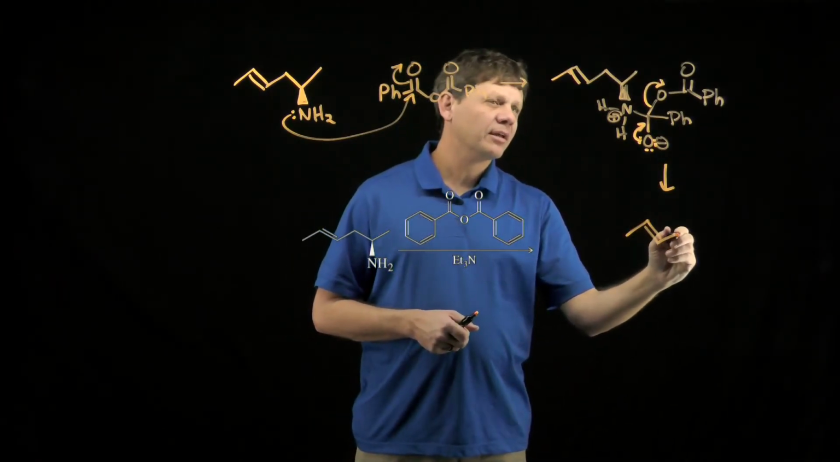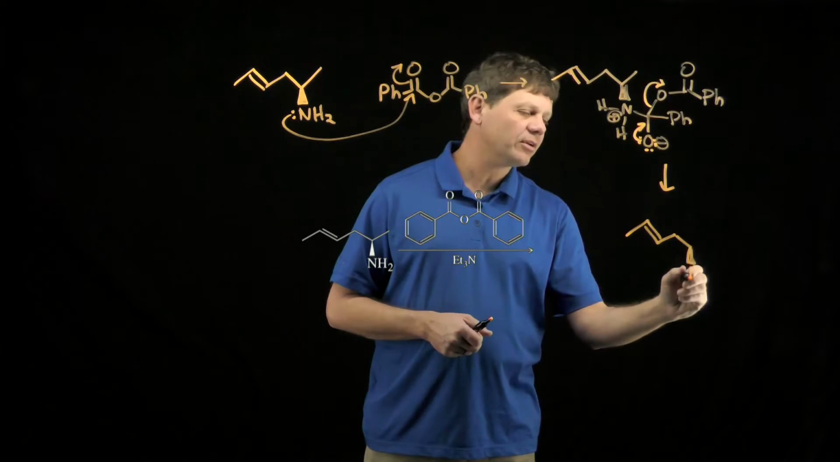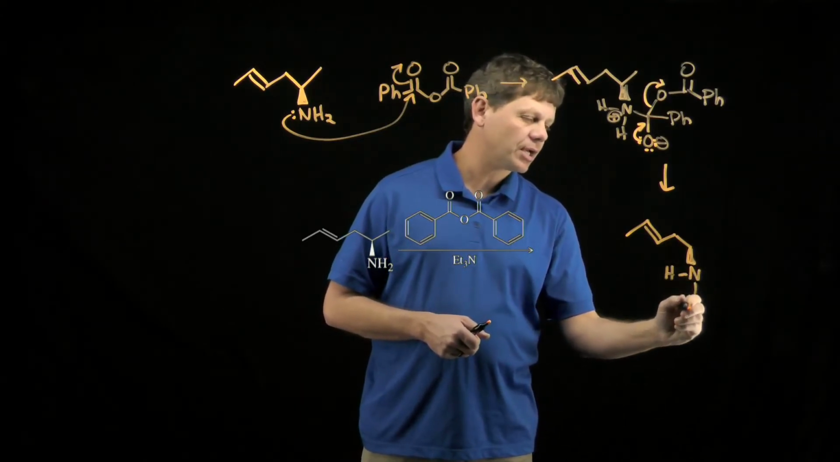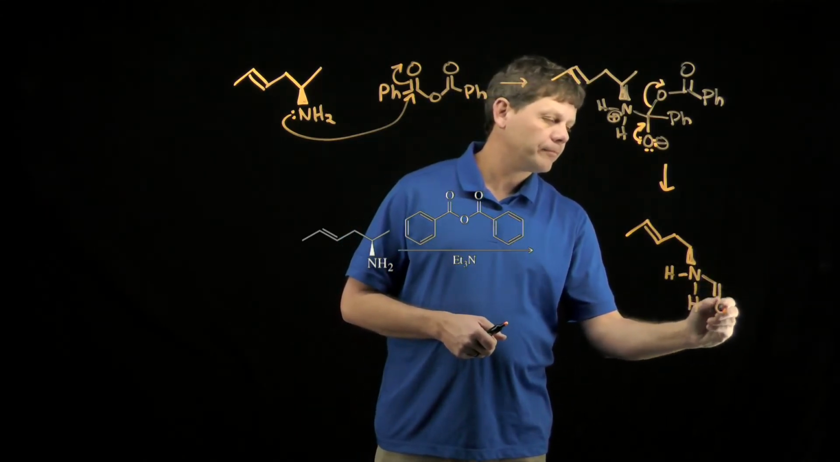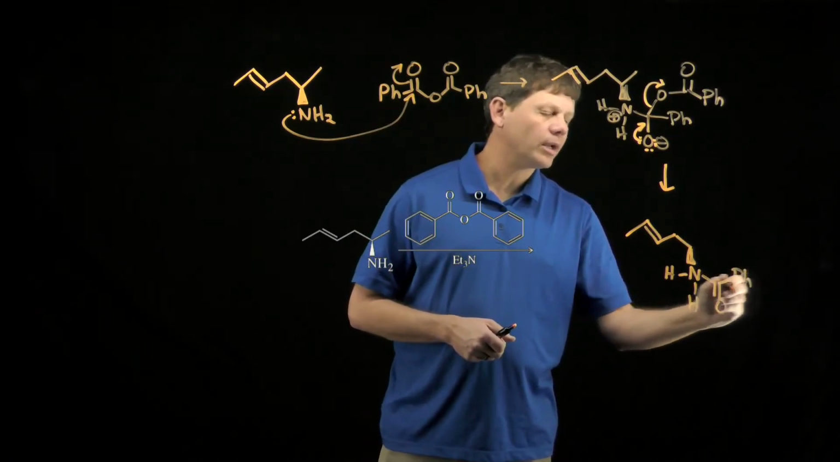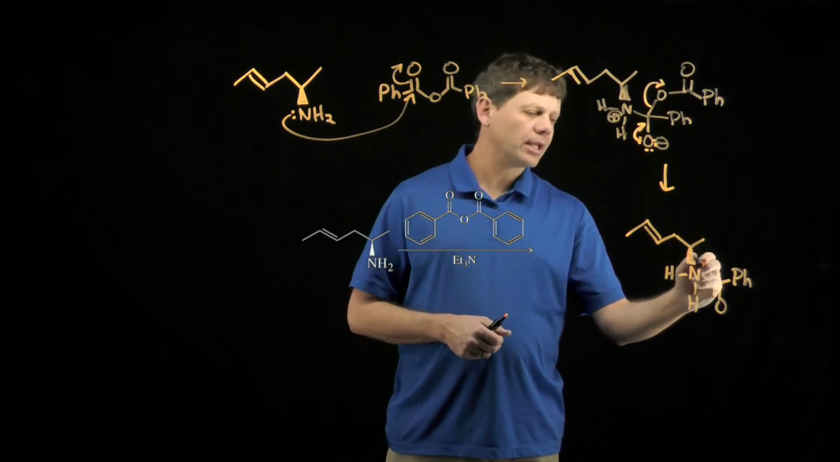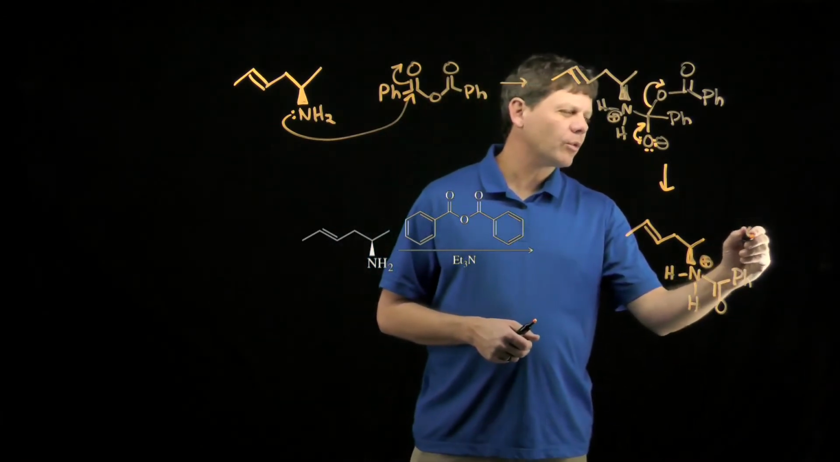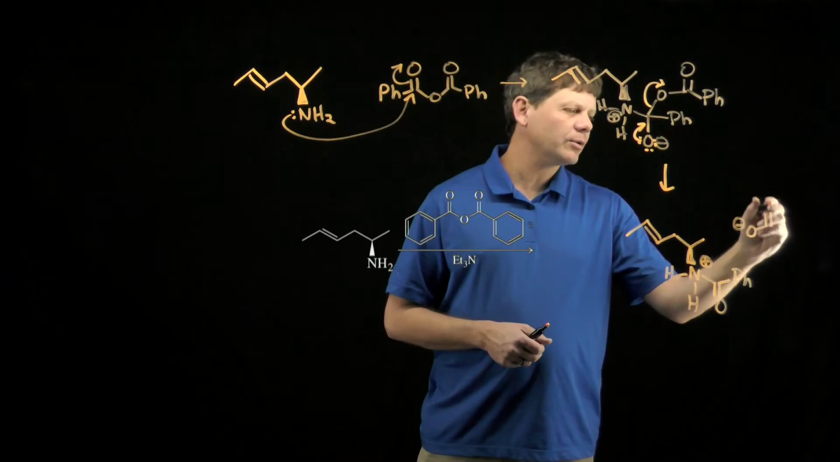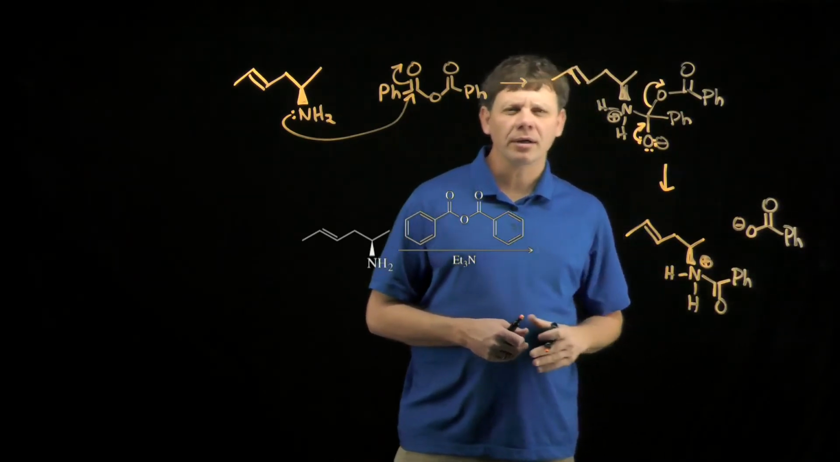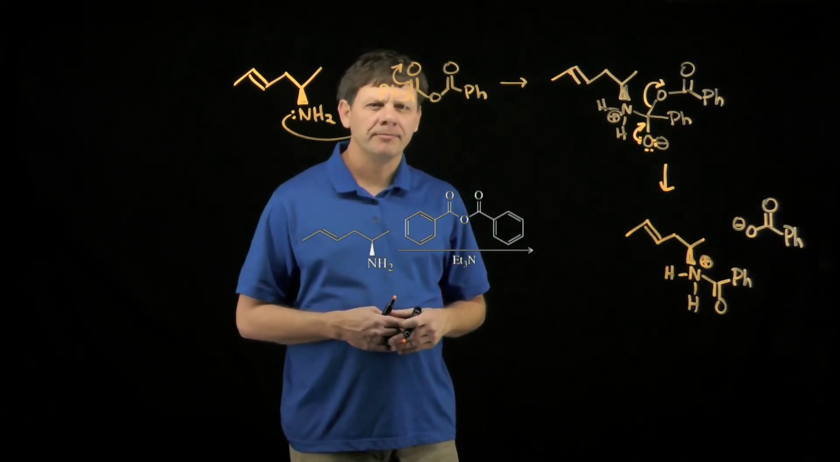That's going to give us this intermediate here, where now we still have the positive charge on nitrogen. And we can think of this at this point as a protonated amide, where the nitrogen has been protonated. The other thing that we formed here is the carboxylate leaving group that was part of the original anhydride.